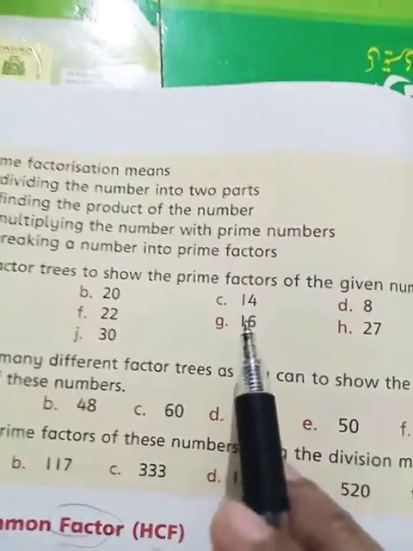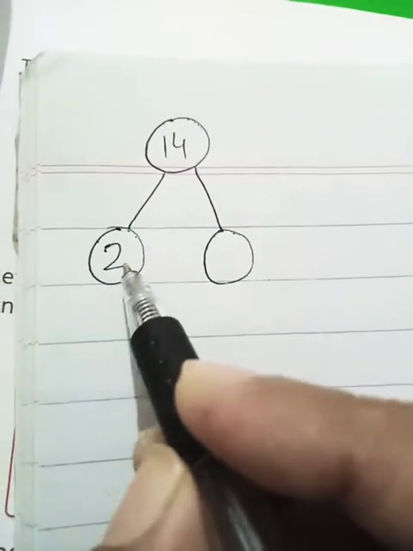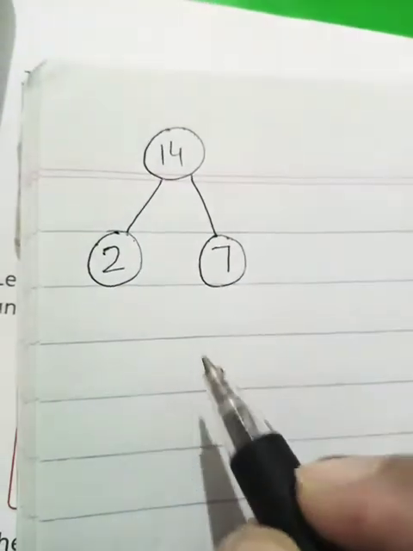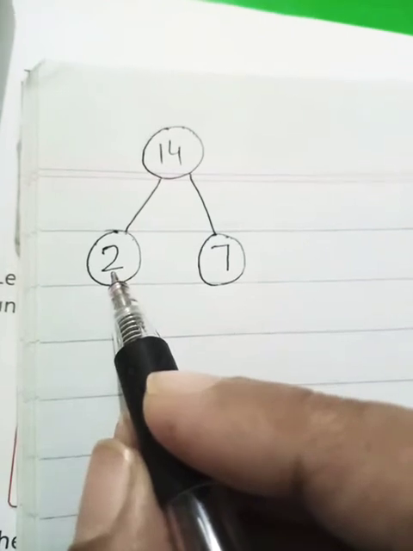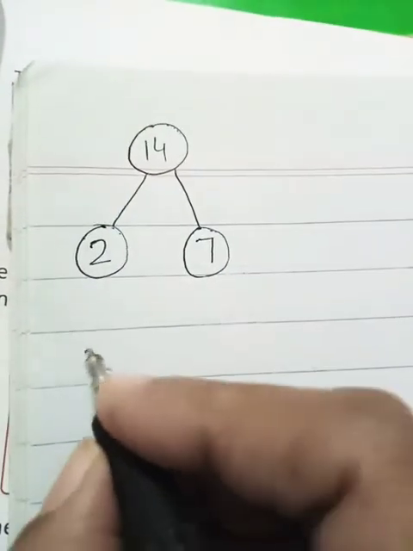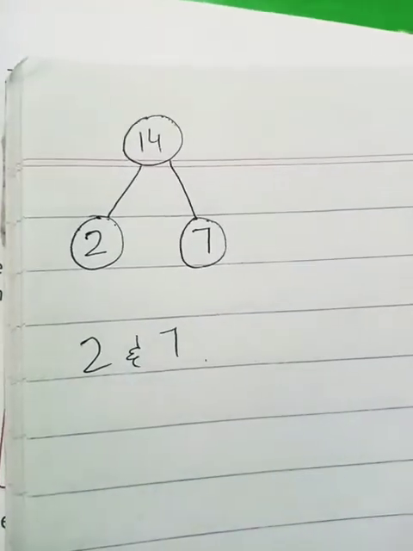Now let's see part number C, 14. So 14 is an even number. We will start with 2. Say the table of 2 to get 14. 2 sevens are 14. So we have 2 here. This is a prime number. We have 7 here. This is also a prime number. So the factors of 14 are 2 and 7. Okay.